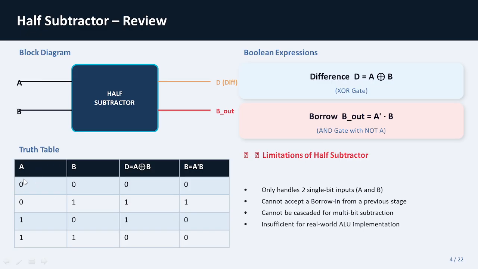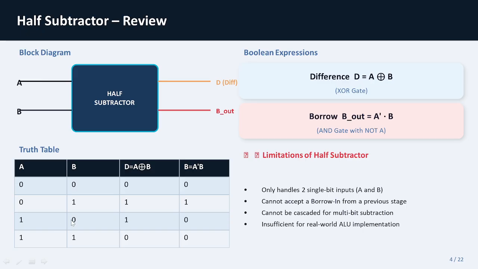For 0 0, if you subtract 0 from 0, your difference will be 0 and borrow will be 0. For 0 minus 1, you need to borrow 1, right? Why? Because you can't subtract 1 from 0. So it becomes 10, which is nothing but 2. Then 2 minus 1 is 1, so the difference will be 1, and the borrow you took is 1, so you get 1 here.